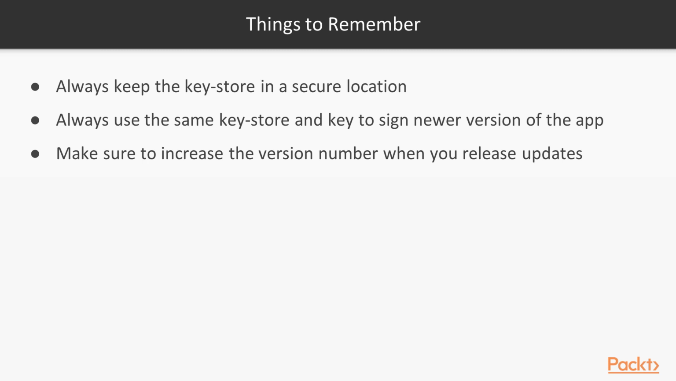Lastly, make sure that you increase the version number of your application in your config.xml file before you release updates. If you try to upload an APK file with the same version number which is already uploaded, the Google Play Store will not accept the application. So that's all about building applications with Ionic Framework 4 and Firebase.